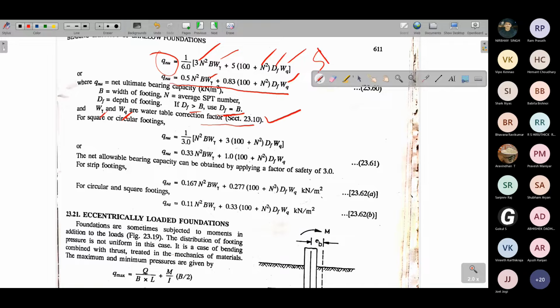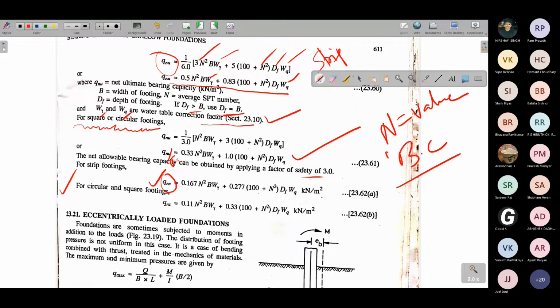This is for strip footing, and again he has given equations for the square and circular footing here. From this we get the net ultimate. To get the net safe, we divide the net ultimate by the factor of safety. Likewise, you will get the net safe, then gross safe, gross allowable and so on. Yesterday only we have seen these things. So by using the N value also we can find the bearing capacity.